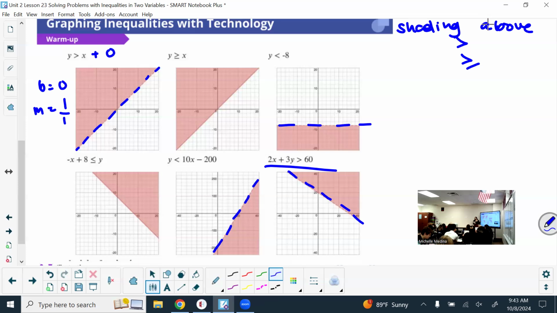Did you say, Amy? It's not what? It is though. It's isolated. It's alone on one side. What's different with this one compared to the others that are in slope-intercept form?